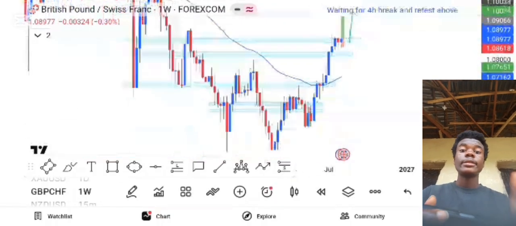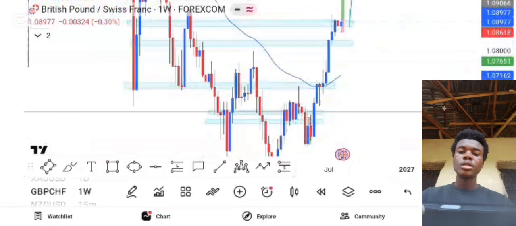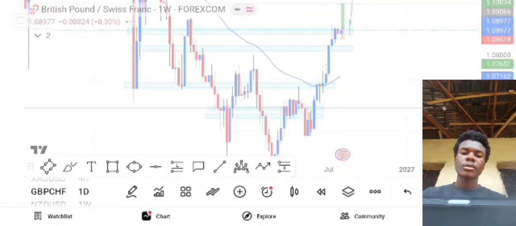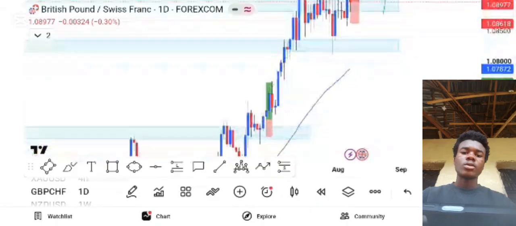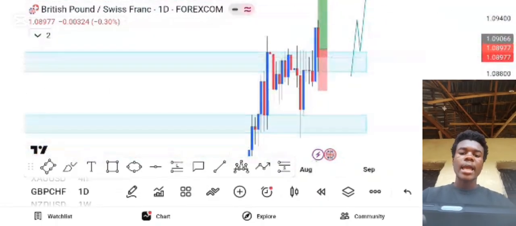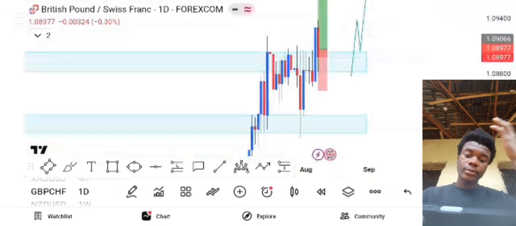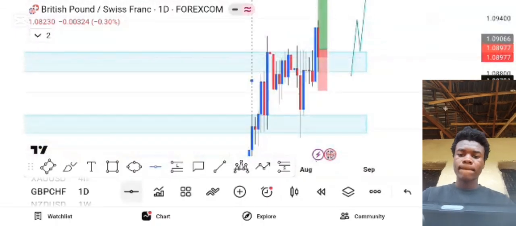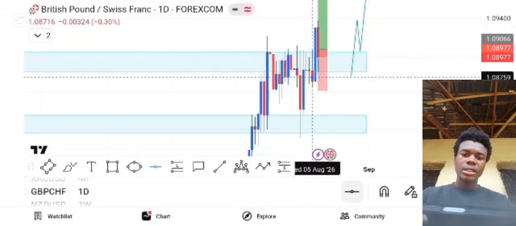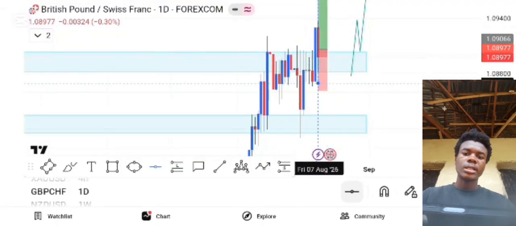Right now the weekly time frame is bullish, so let's go to the daily time frame. The network is quite disturbing, but we are gonna do it. On the daily time frame, we are bullish. This is the higher high on the daily time frame, and this area is the higher low.